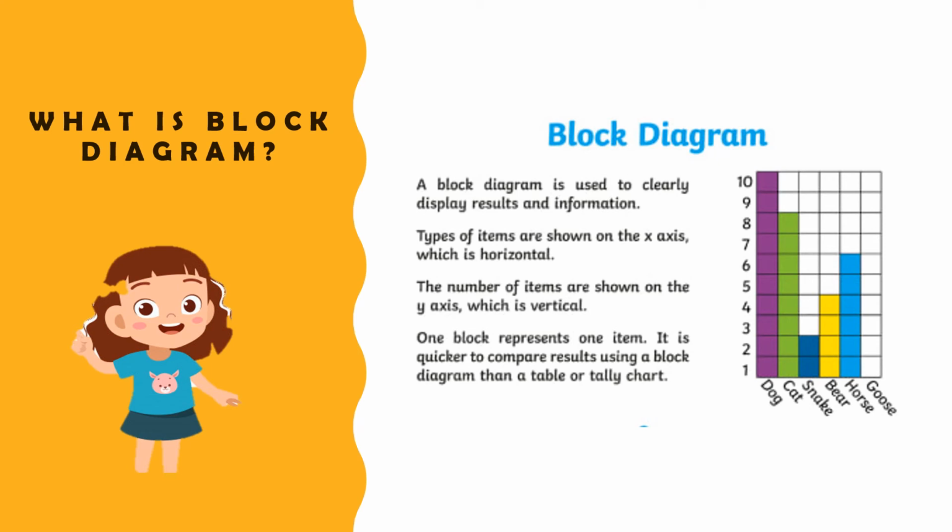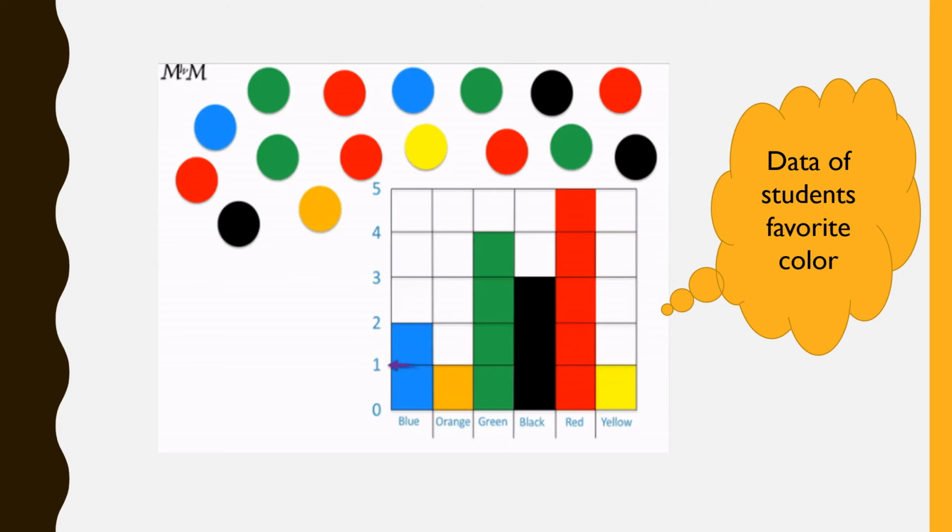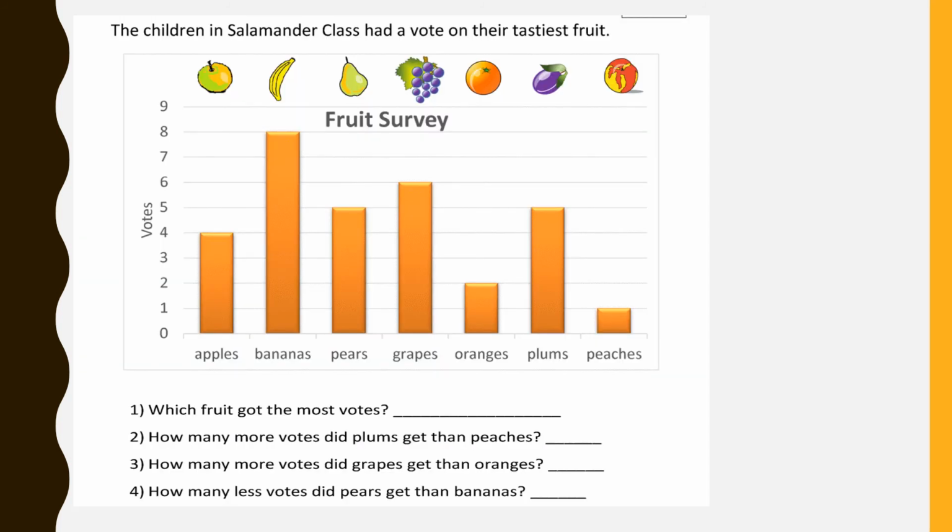Okay, the types of items are shown on the x-axis. So this is the x-axis, and the numbers are shown on the y-axis, which is vertical. This is the y-axis. Okay, so this is the way we represent the block graph. Data for favorite color for the students. Now let's see the fruit survey. Okay, so this is the fruit survey, the graph for the favorite fruit of the students.